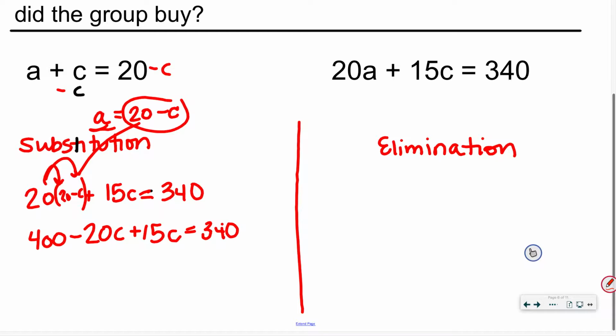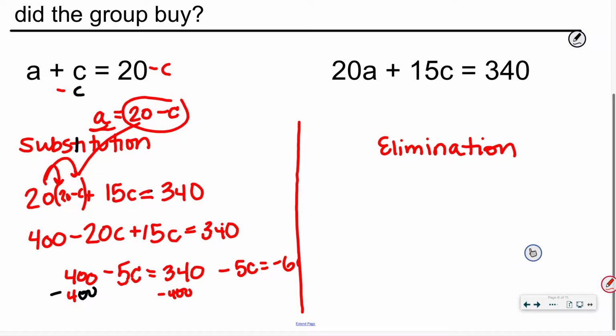How do I continue to solve? Combine my like terms. What are my like terms here? 20C and what kind of 20 is that? A negative 20C and a positive 15C give me what? And now how do I solve for C? How am I solving for C? Good, I'm subtracting 400. So negative 5C equals negative 60.